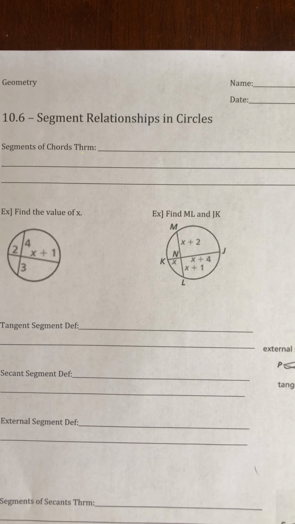All right, this is 10.6. This is the 6th section in chapter 10, segment relationships in circles. So we're going to be talking about segments specifically. Remember, a segment is a line that has two endpoints. So let's jump right in.